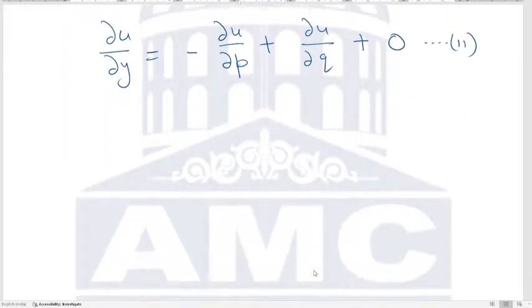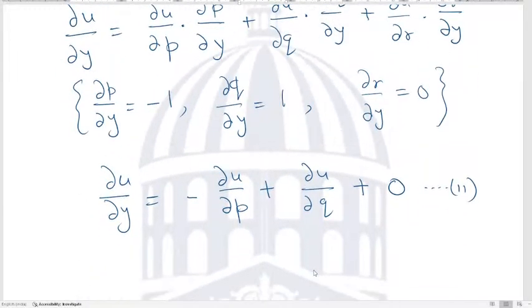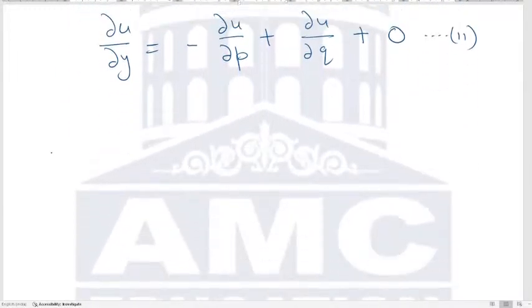Now, let's use the chain rule to find out what ∂u/∂z is, right? Similarly, what are the artificial variables? The artificial variables are p, q, and r. For each of these artificial variables, we will have one term. This term derives from the chain rule and contributes to the total derivative we are writing right now.